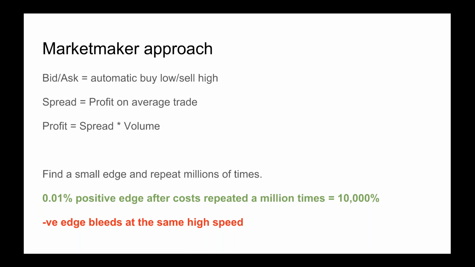So what the market maker does is they find a very small edge and they repeat that millions of times. So a 0.01% edge after cost, if they have 1 million trades, that is 10,000%. In reality, a lot of edges are much smaller. They're much more fleeting. But the issue is that a negative edge can bleed money at the same speed.